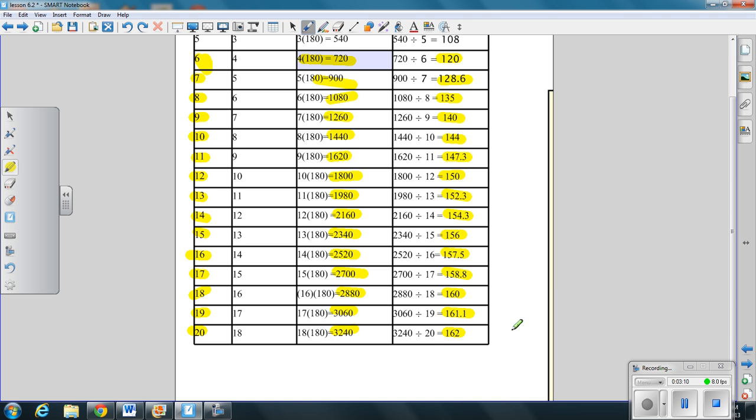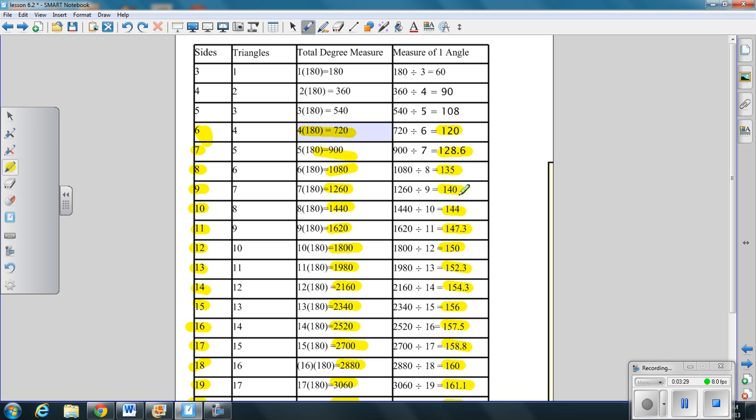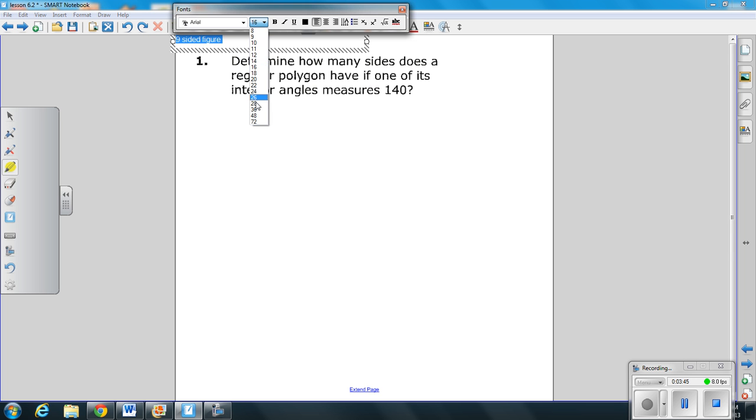Using this worksheet, we can now check yesterday's homework worksheet. It's labeled each interior angle, worksheet 1. So for this shape, determine how many sides does a regular polygon have if one of its interior angles measures 140. So using this chart, each interior angle is 140. What's the name of that shape? There we go, nine-sided. So for number one, it's a nine-sided figure.